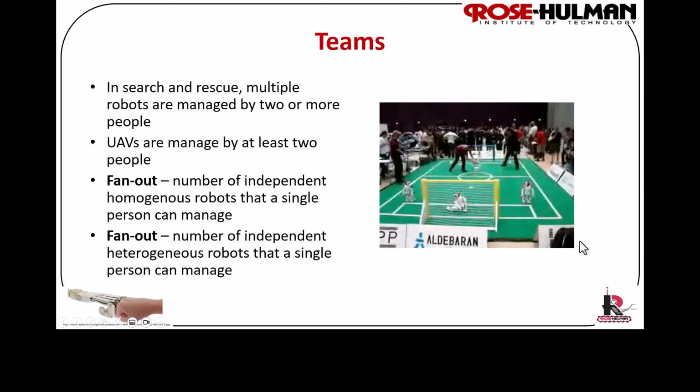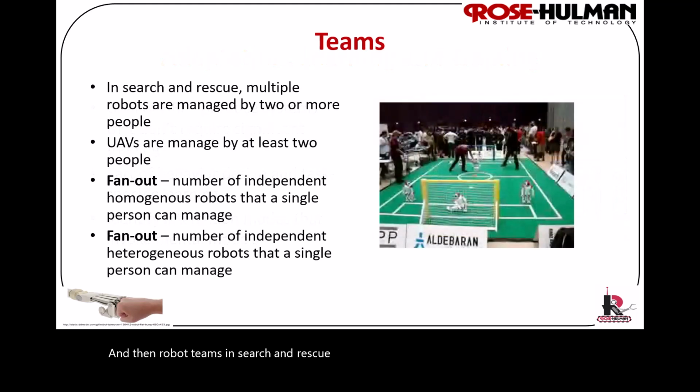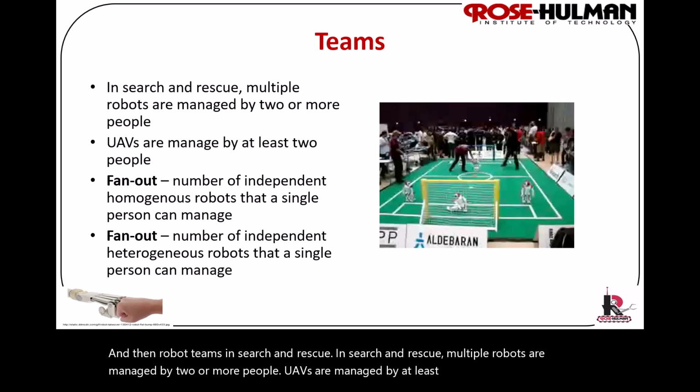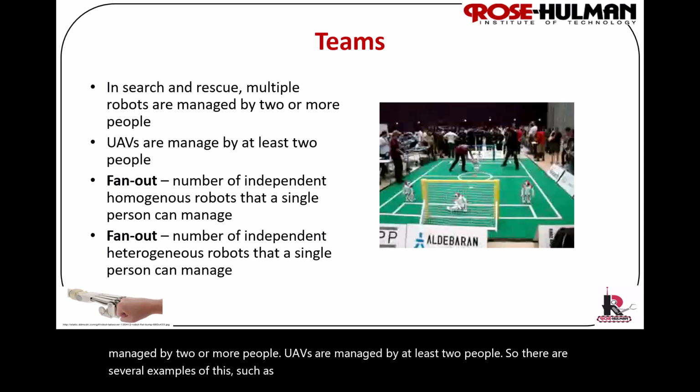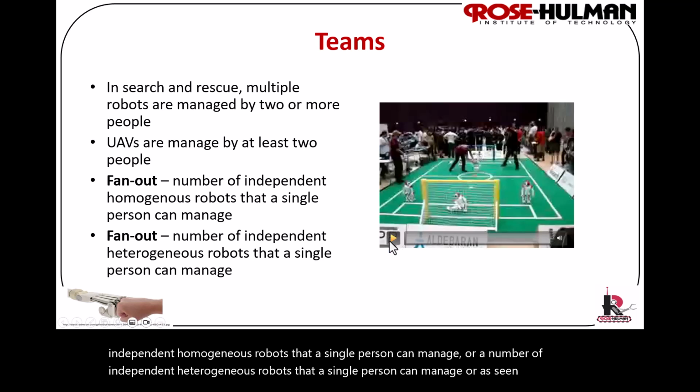And then robot teams. In search and rescue, multiple robots are managed by 2 or more people. UAVs are managed by at least 2 people. So there are several examples of this, such as swarming. And a fan out of teams may be a number of independent homogeneous robots that a single person can manage, or a number of independent heterogeneous robots that a single person can manage. Or as seen here, a team of robots playing soccer.